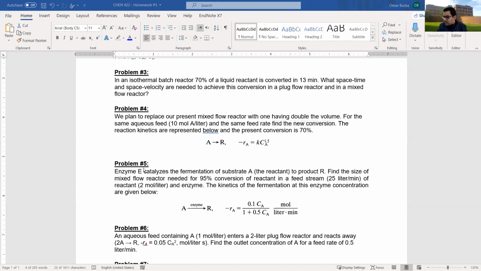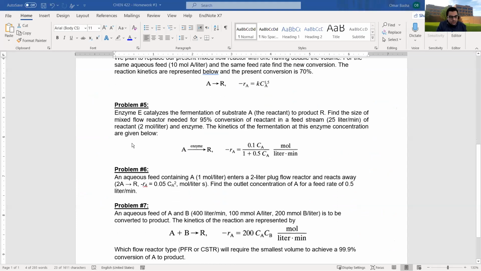Okay, so number 5 here. You have an enzyme E that catalyzes the fermentation of substrate A to product R. Find the size of the mixed flow reactor needed for 95% conversion of reactant in a feed stream and enzyme. Kinetics of fermentation at this enzyme concentration are given below.